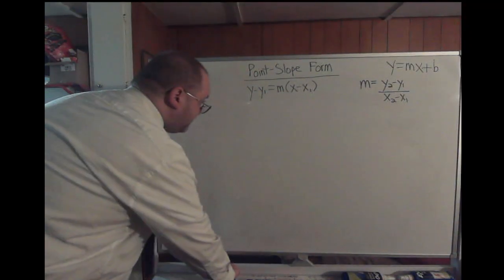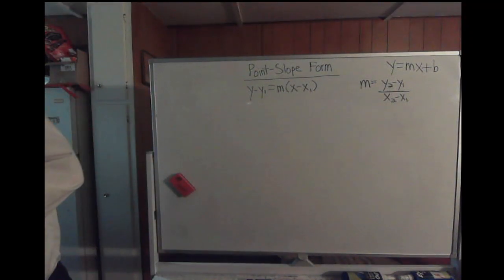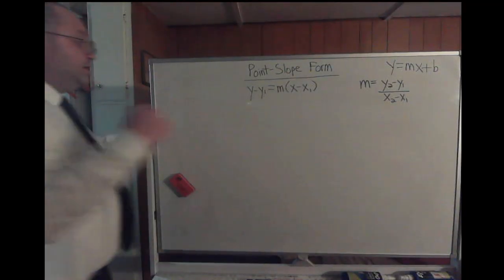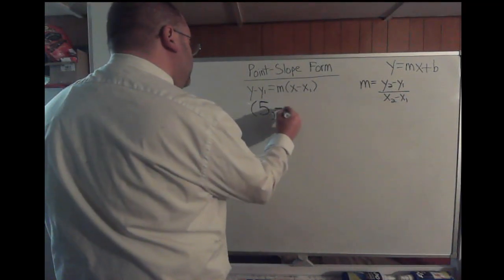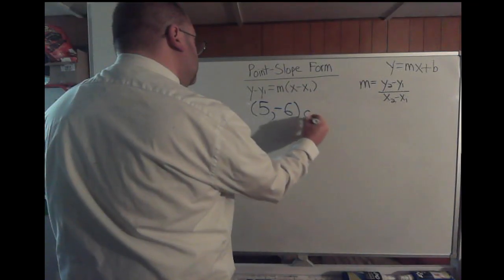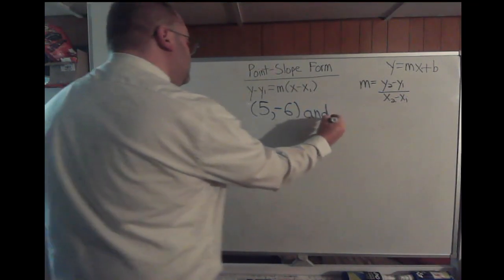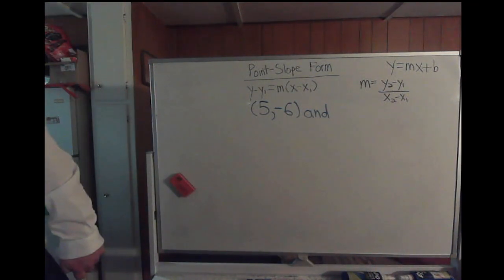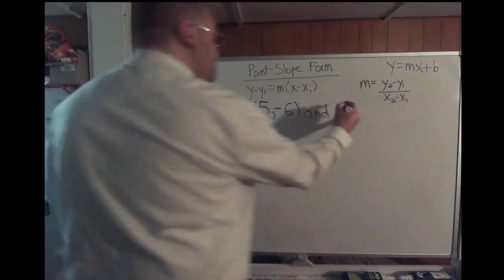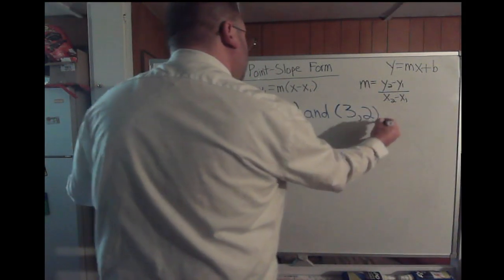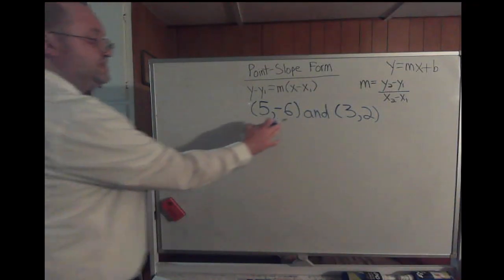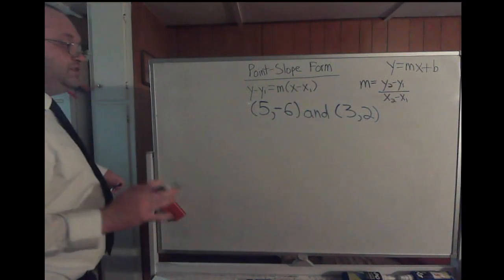I got one more example. Alright, so we have the points 5, negative 6, and 3, 2. So we want to find the slope-intercept form of the equation of a line running through the points 5, negative 6, and 3, 2.